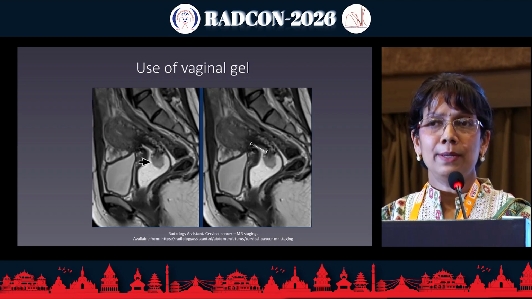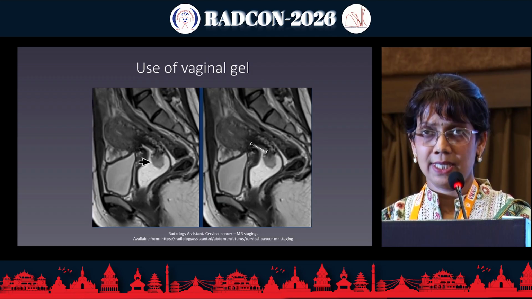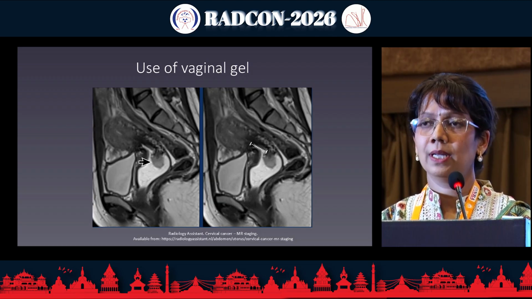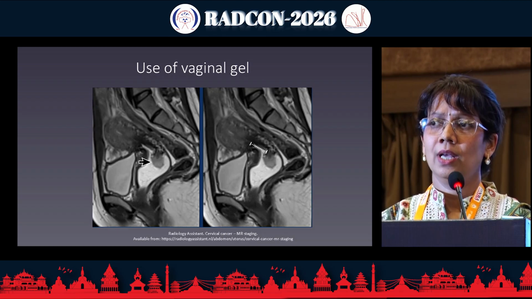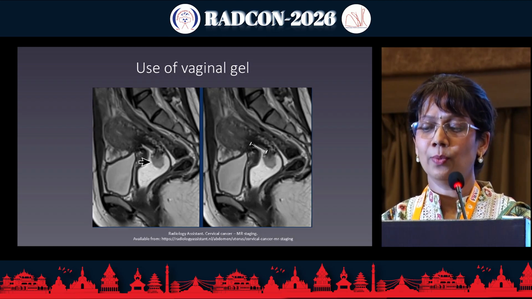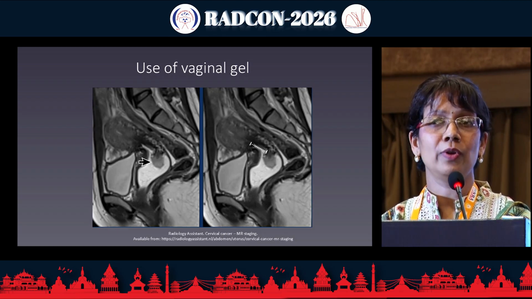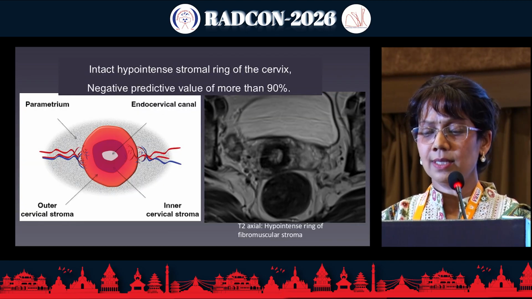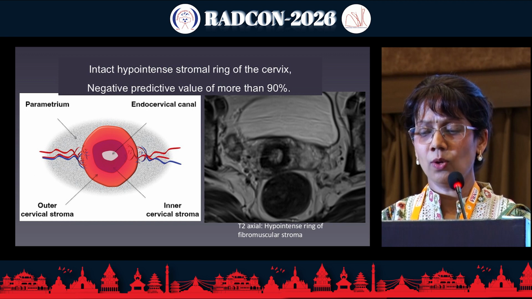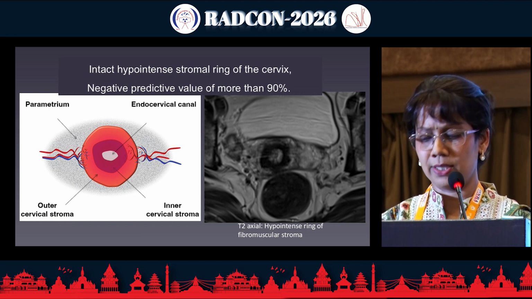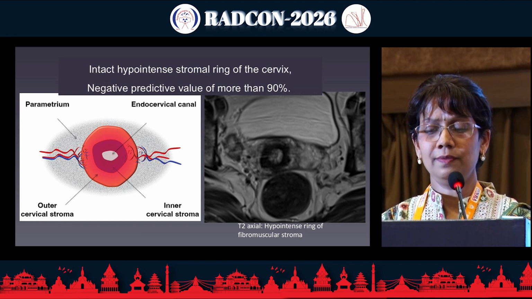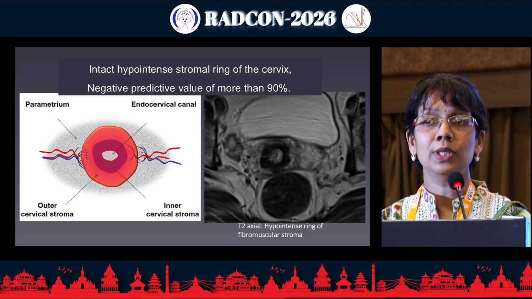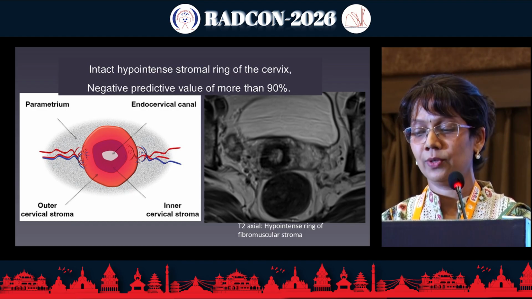The involvement of parametrium makes it a stage 2B disease, which is very important because prior to this stage, the treatment can be done by surgery, while 2B onwards, it is chemoradiotherapy which should be done first. So here we see that there is a fibromuscular stroma which is seen on T2 axial as a hypointense ring, and if it is preserved, it has a negative predictive value of more than 90% to rule out parametrial invasion.